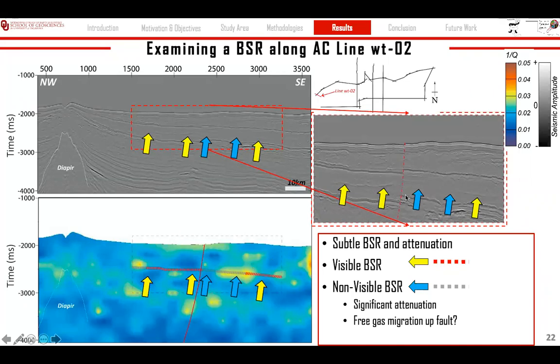It is likely that the free gas migration could have occurred upward through the fault and collected on the right side of this fault, which would be associated with the attenuation response observed.